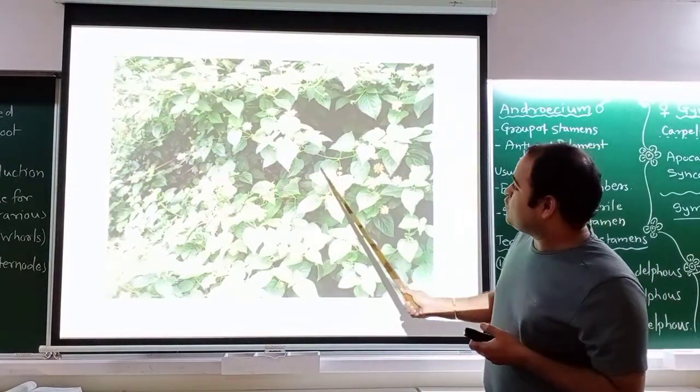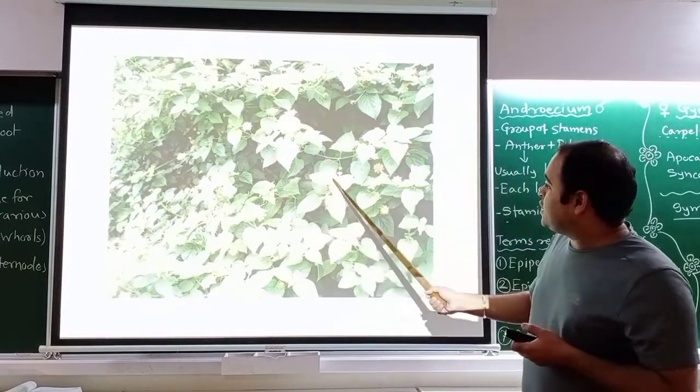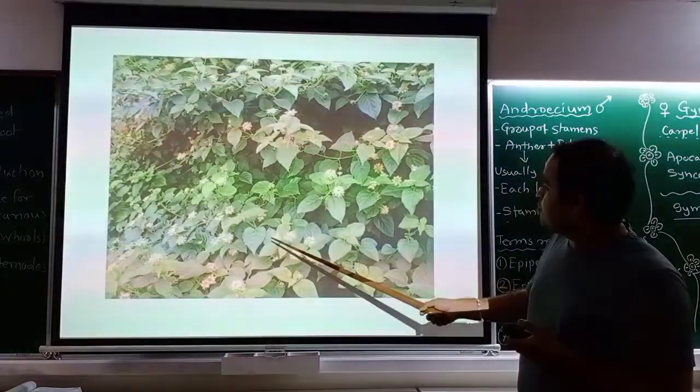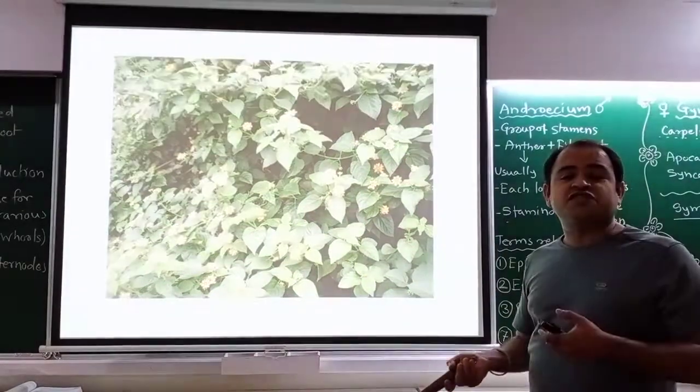So this is umbel type of inflorescence, and usually it is showing a cluster of various flowers.